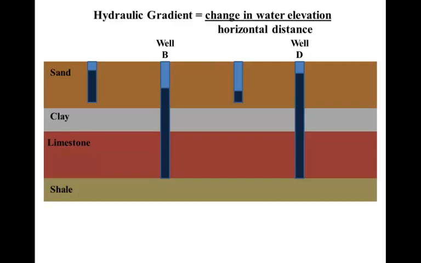We can use the measured elevation to which water rises in wells in each of these aquifers to calculate the hydraulic gradient within that aquifer. We can then use hydraulic gradient in Darcy's law to calculate groundwater discharge or groundwater velocity. Hydraulic gradient is similar to slope. Slope is rise over run. In other words, it's change in elevation divided by distance, horizontal distance, between those two points where elevation was measured.